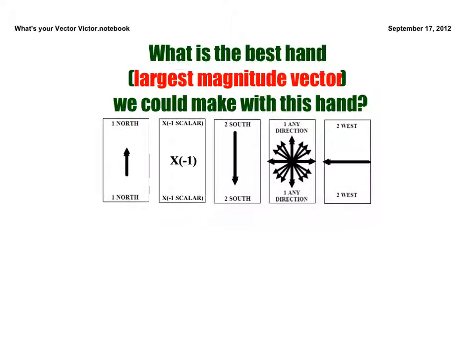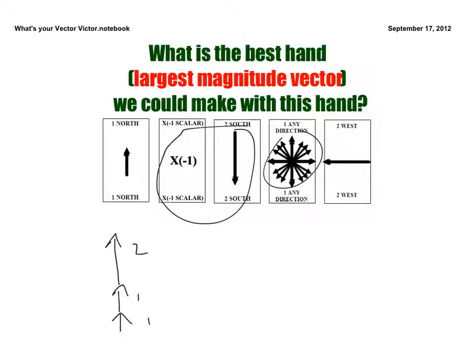So what I would do here is I would take my -1 scalar and my 2 south, and if I combine those, that gives me a 2 north. So right now I've got 1 north, and I've got 2 north. If I add those tip to tail, I have 3 north. If I add in my 1 any direction, I'm choosing to make that one north as well. So now I add in 1 more north. So now I have 4 north.